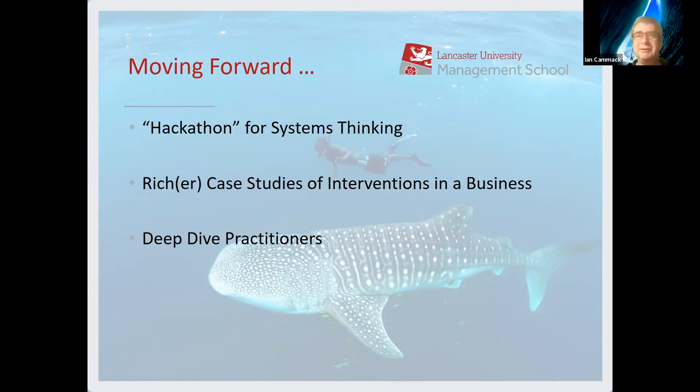So I like what the Map the System competition does, but I would like it even more if we could bring some practicing systems thinkers into each of the teams, so that they can use that as a way of co-creating the knowledge. So, greater interaction between students of systems thinking and practitioners of systems thinking.